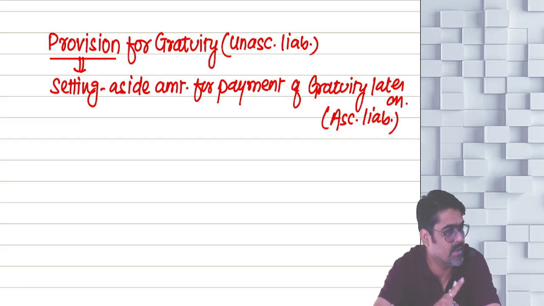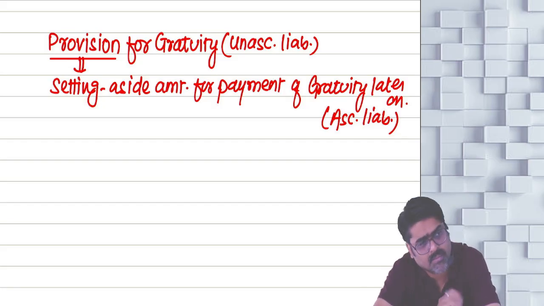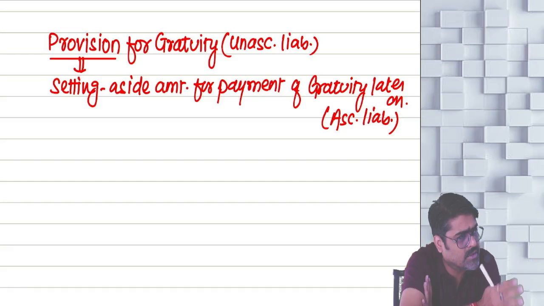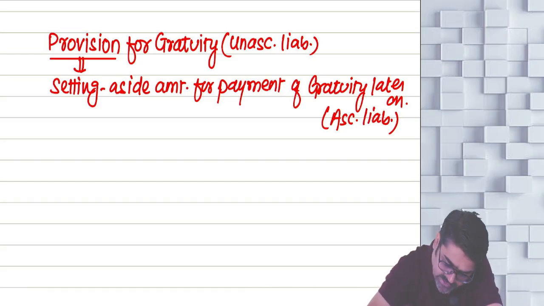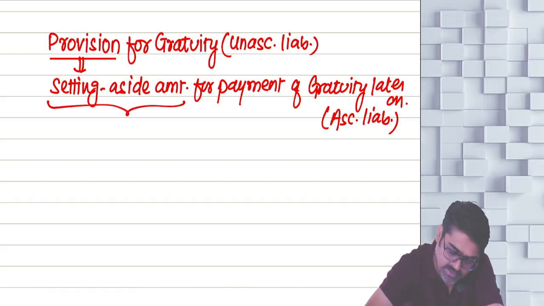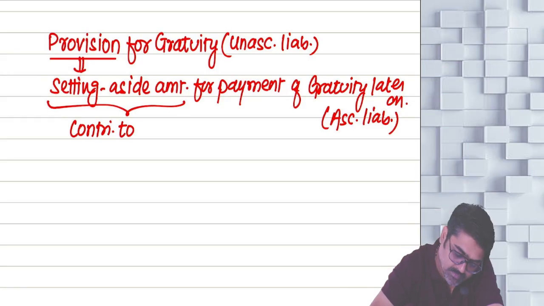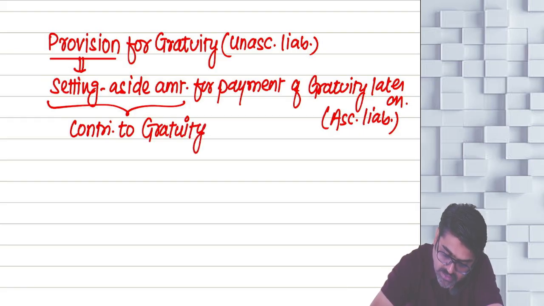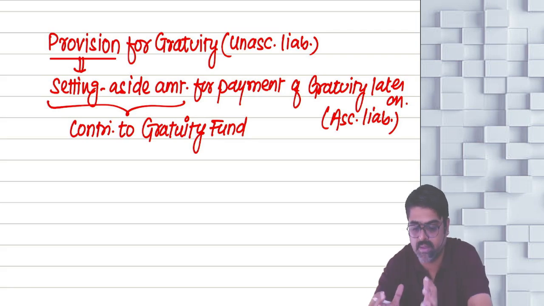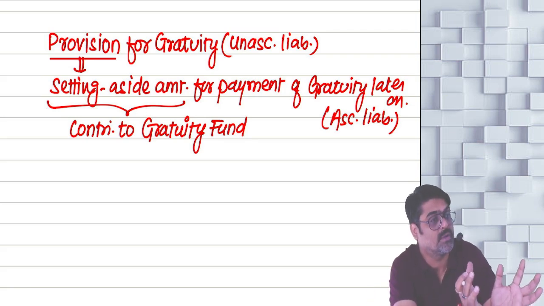So right now when the gratuity is an unascertained liability, what am I doing? I am setting aside some amount. Setting aside some amount means I am making contributions. Contribution to a fund which I will make for payment of gratuity, that is known as gratuity fund. Yes or no? So I have created a separate fund known as gratuity fund.